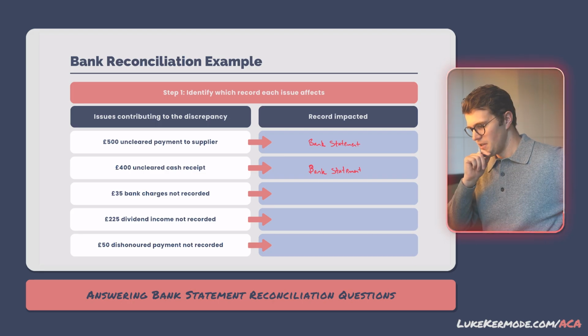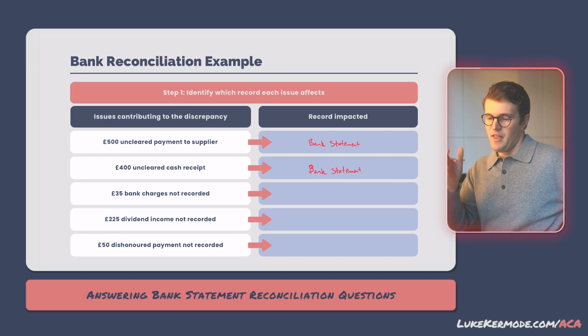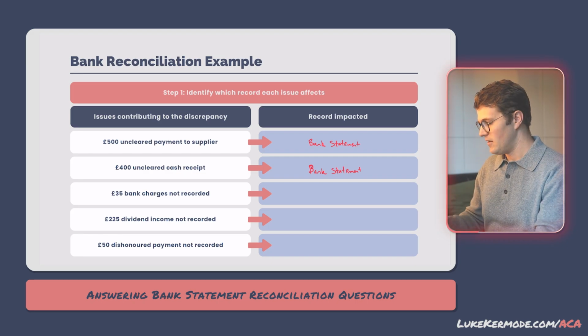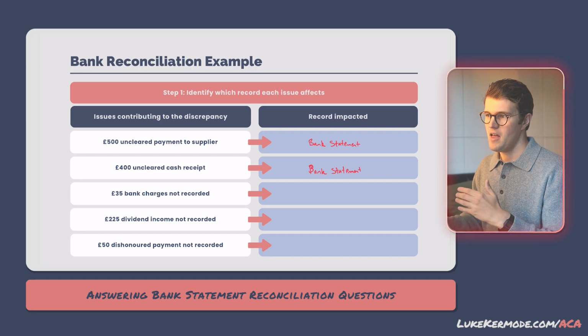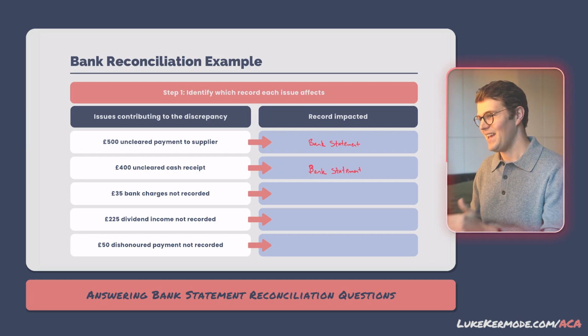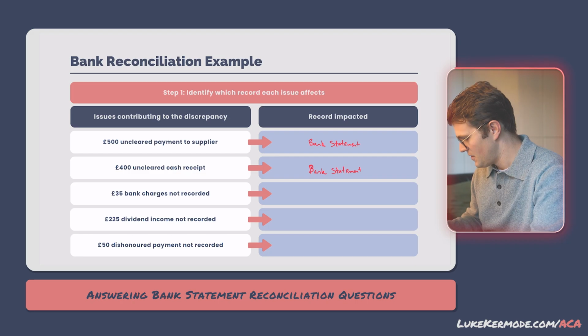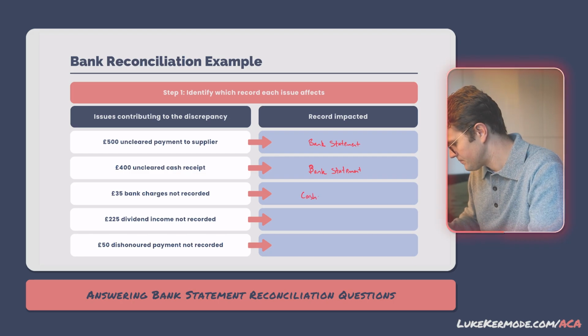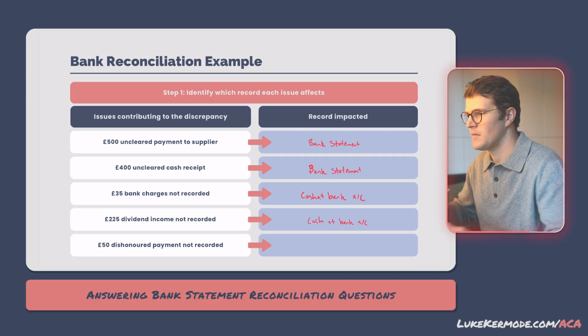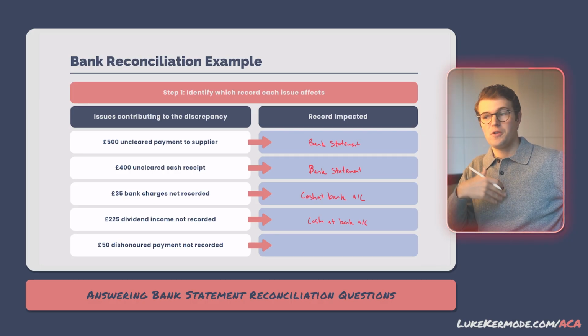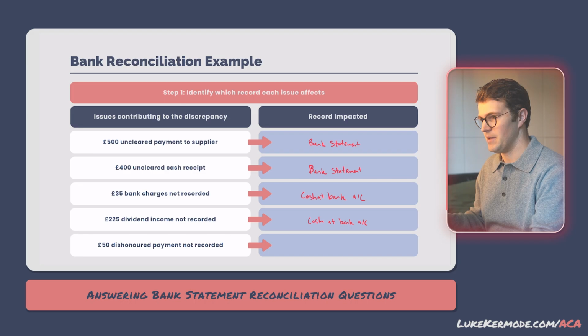Next, the bank charges and the dividend income. They've both been processed by the company's bank, but they haven't yet been recorded by the company in their nominal ledger, which means that they affect the cash at bank account. And we're going to need to post adjusting journal entries to factor those in.